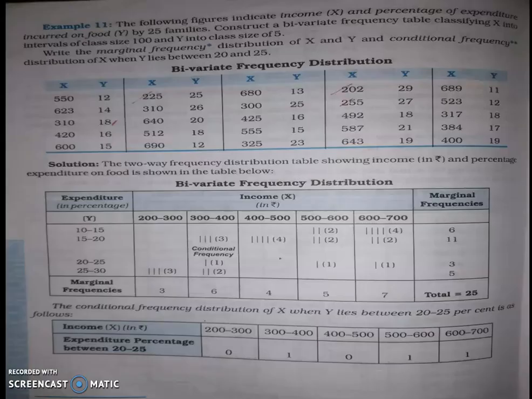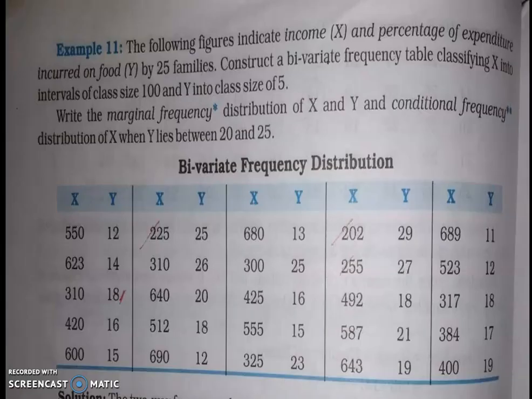In this video, we have taken example number 11 from your textbook to explain how to construct a bivariate frequency distribution. There are two variables x and y. X represents the income and y represents percentage of expenditure incurred on food. And here is the information of 25 families. With the help of this, we will construct a bivariate frequency distribution. One more piece of information is given: in x, the class size should be 100 and in y, the class size should be 5. So keeping this in mind, we will construct the distribution.